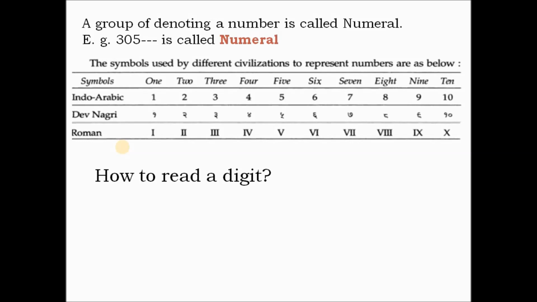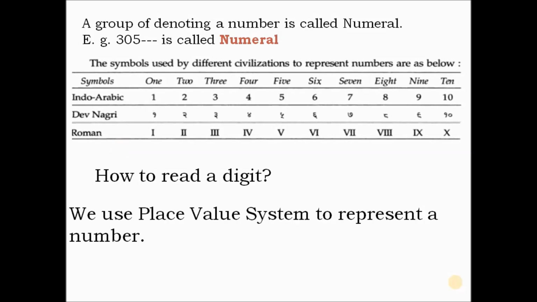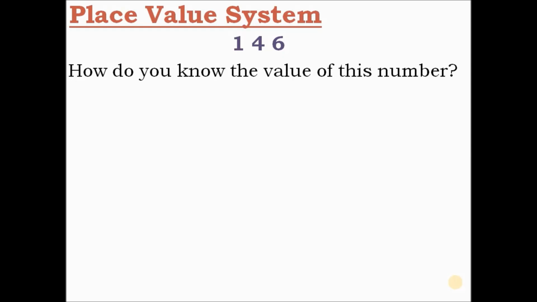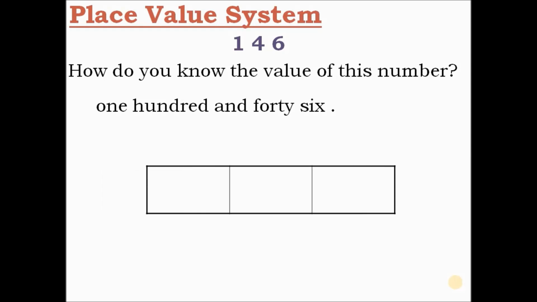So there are different symbols which are used by different people. So how to read a digit? We use the place value system to represent a number. For example, 416. Let us read this number. How do you know the value of this number? When we say it as 146, let's see how.